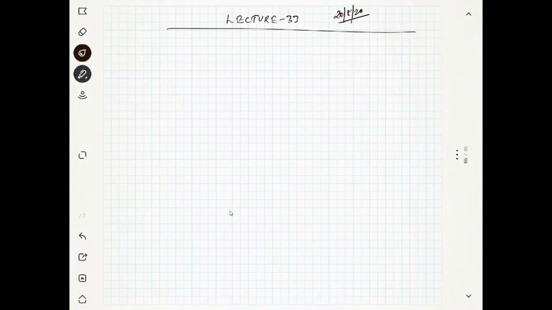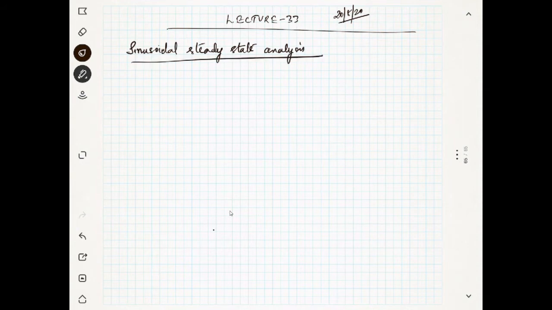Bismillahirrahmanirrahim. So today we will discuss the steady state analysis in RLC networks, that means the sinusoidal steady state analysis. It's very easy to analyze the circuit by using the phasor representation.